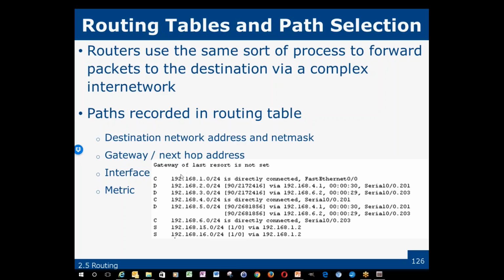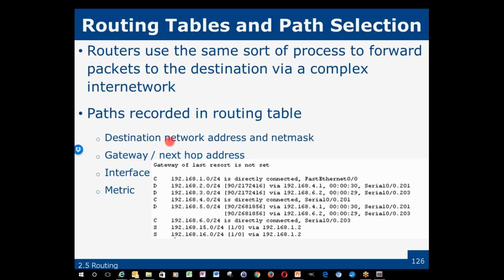This one is actually an EIGRP. Let's see what each of these things means; I'll try the spotlight here. C is connected, and this says it's directly connected, and this is the port, FastEthernet 0/0. The D here is an EIGRP route, and it has the metric.